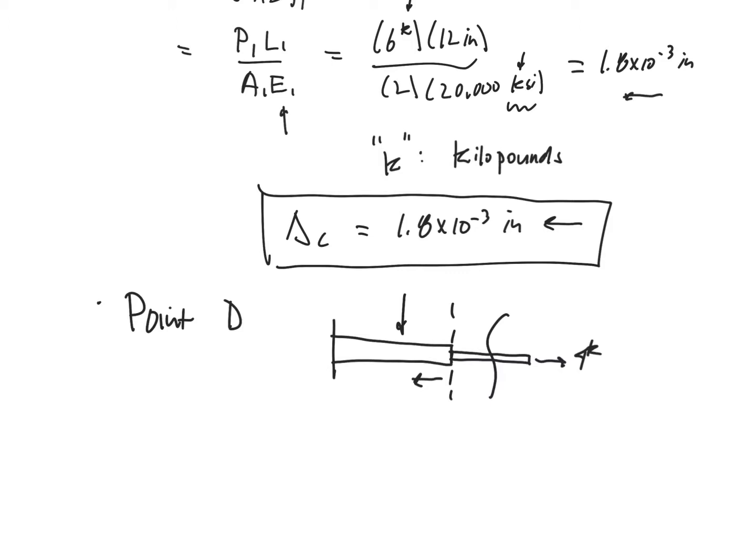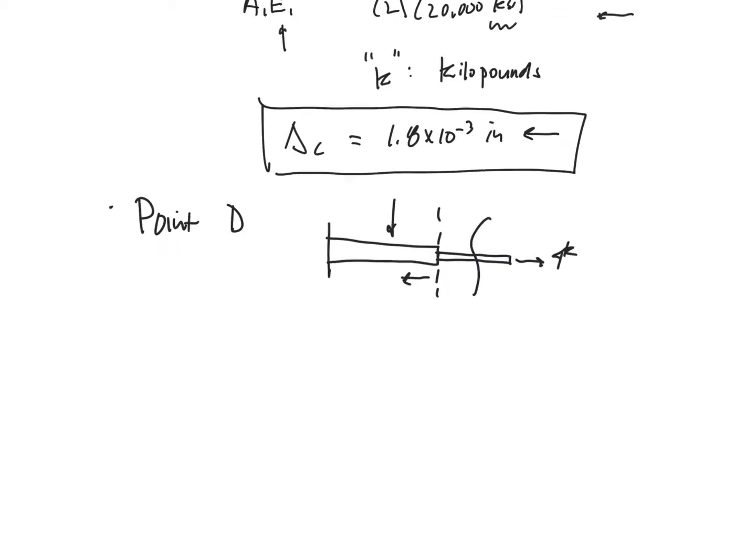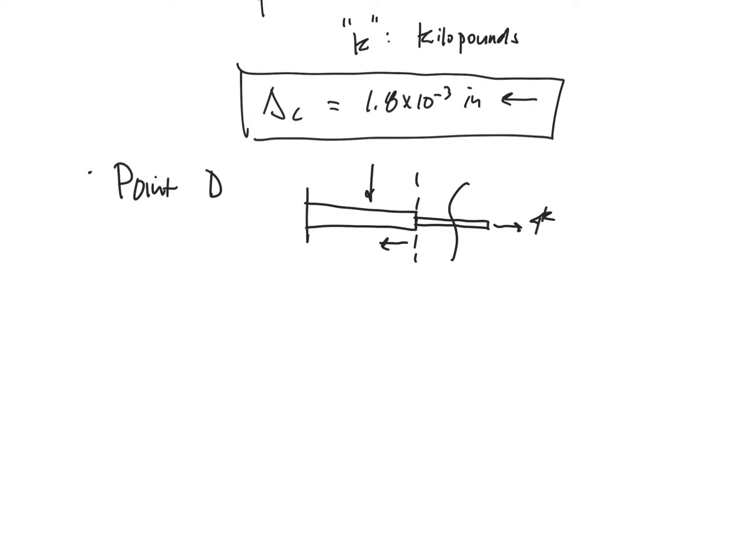So it is growing in length. What that means is that D is moving to the right relative to C. That bar is going to be stretching. So what you have to be careful of, again, is your sign convention. Watch out for the statics. We need to get statics for getting P2.